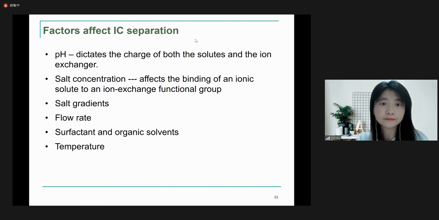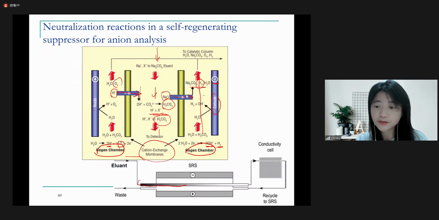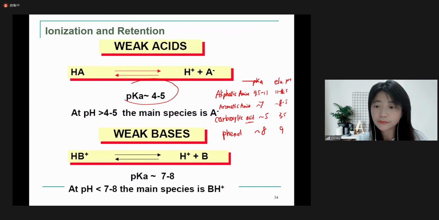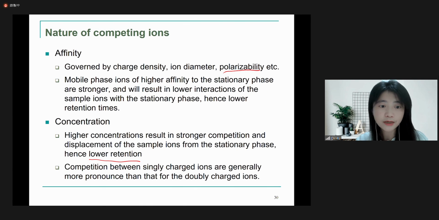Page 30. For those students who don't have questions, you can leave. For students who have questions, now we'll answer questions. Page 30.